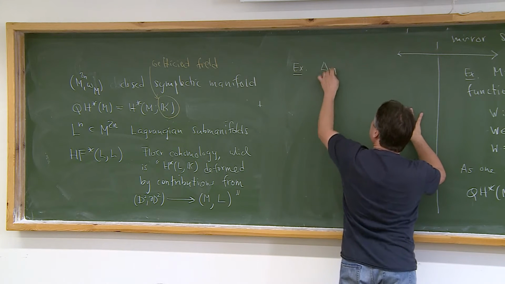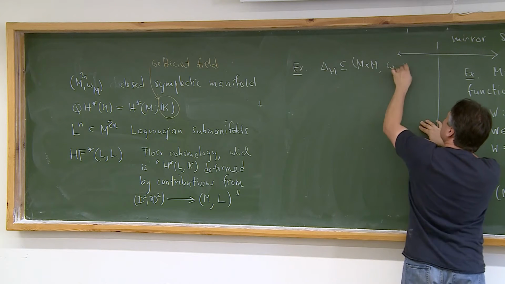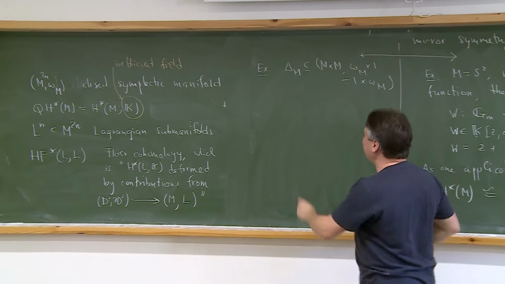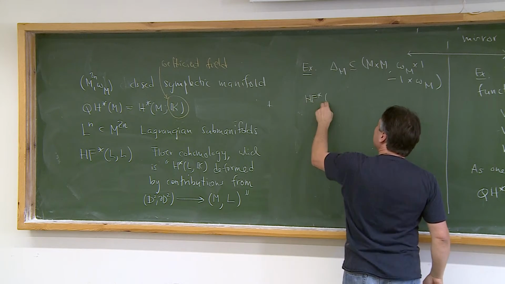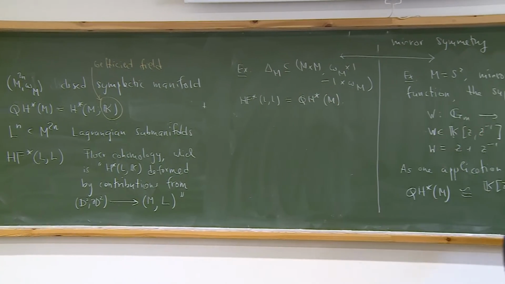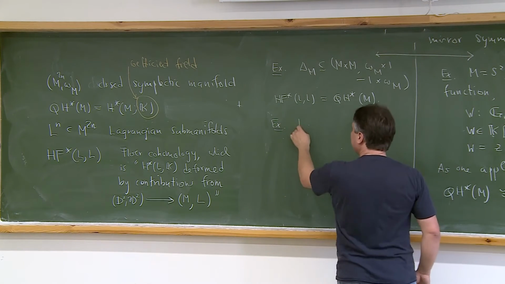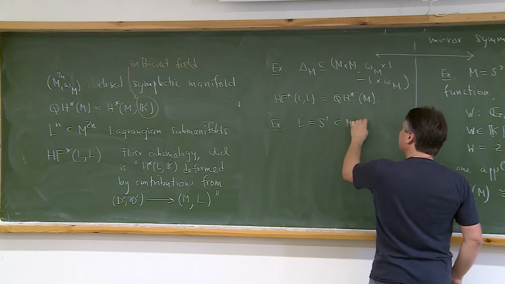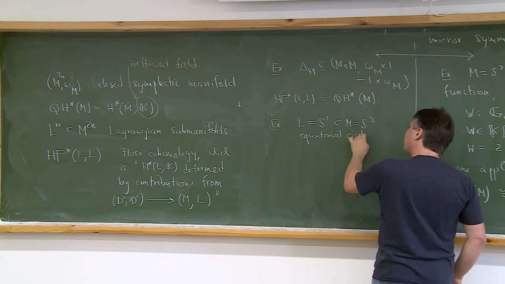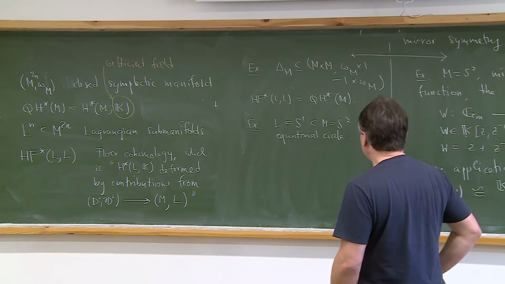If you took the diagonal inside M cross M, where you take omega_M cross 1 minus 1 cross omega_M, that's a symplectic form, then the diagonal is Lagrangian, and in that case the Floer homology is just the quantum homology. So it's actually a generalization. But the example that I want to look at is really where L is S^1 inside M, S^2, the equatorial circle. So a circle that divides the sphere into two parts of equal area.